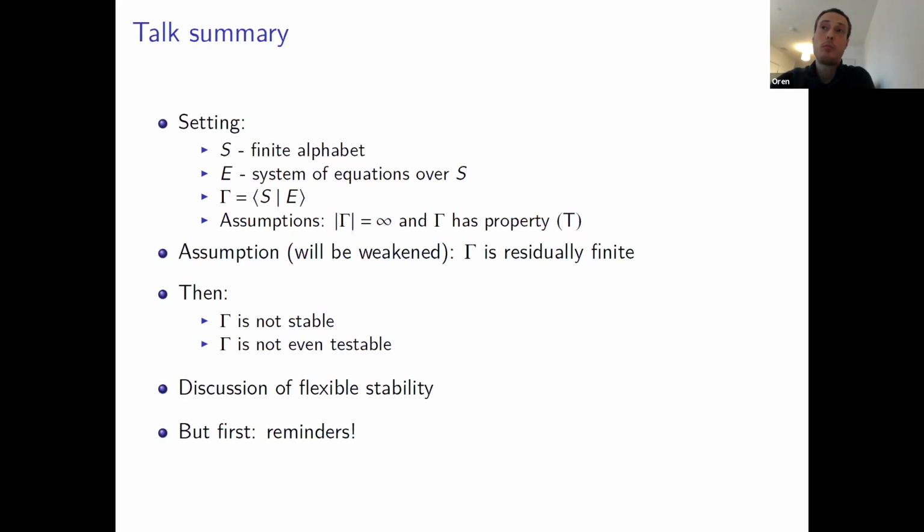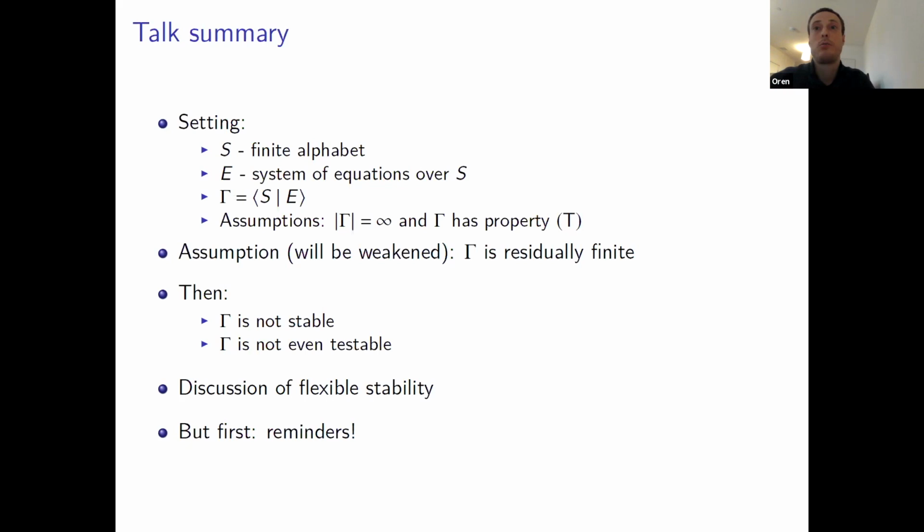The notions will be recalled. And just for this first slide, let's also assume that this group gamma is residually finite, although we will be able to assume less. Then gamma is not stable in the sense of the previous two talks. It's not even testable in the sense of Moshayev's talk from last week. I will recall both the notions of stability, testability, even property T. These are negative results, and they will give rise, as Alex just said, to a weaker notion of stability that we call flexible stability, and then I will discuss it and mention some results and open problems. But I'll begin with reminders, because I don't want to assume that you remember everything from the last two talks.